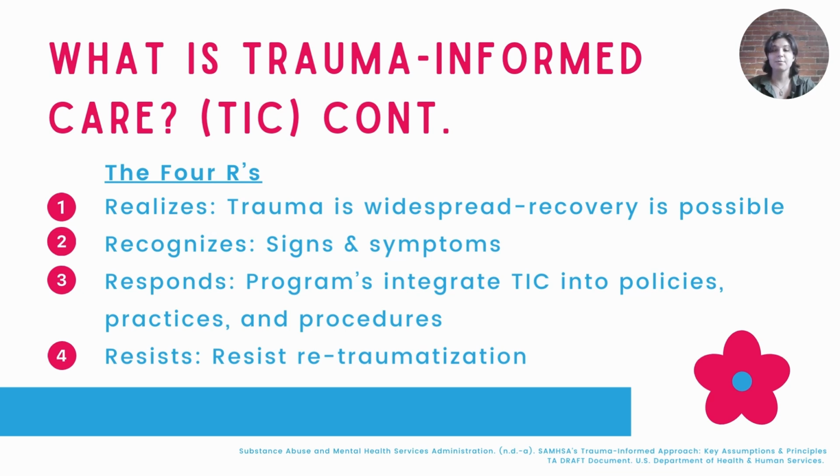We can explain trauma-informed care using 4 R's. An organization that practices trauma-informed care realizes that trauma is widespread and recovery is possible. They recognize signs and symptoms of trauma. They respond using trauma-informed care policies that are integrated into practices, procedures, and programming. And finally, they resist. They resist re-traumatization so as to not cause harm or make an individual feel like they won't want to return for services. We'll break these down in the future slides.